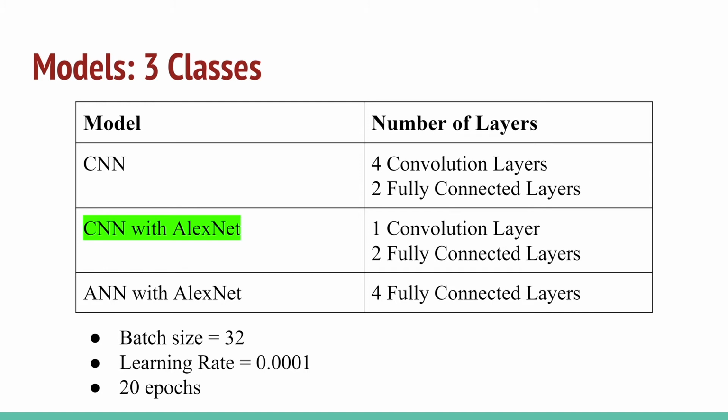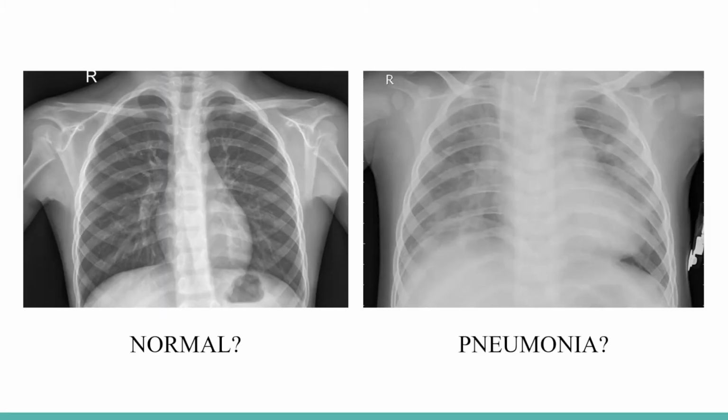This was selected as our final model, and the same batch size was used, but we decreased our learning rate and used 20 epochs to train instead of 10 due to the additional class. Next up, I'll be talking about the results. First, I'll talk about our two classes implementation.